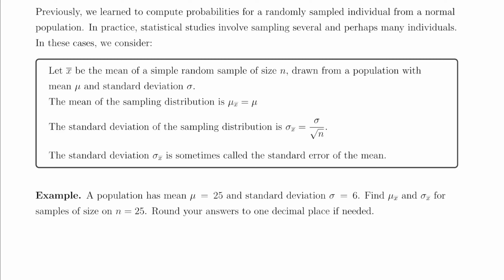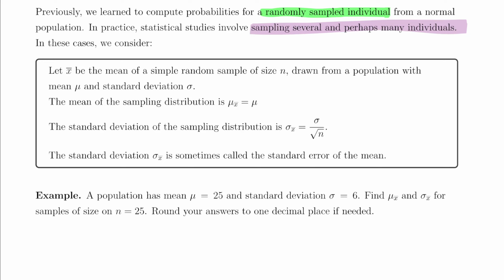Welcome. In this lesson, we will extend what we learned about computing probabilities for a randomly sampled individual from a normal population, and now focus on sampling several and perhaps many individuals from a normal population, or a population that meets a sufficient size. And we'll talk about that idea towards the end of the video. Now, in these cases where we are sampling several and perhaps many individuals from the population, as opposed to our previous videos where we just were looking at a randomly sampled individual.